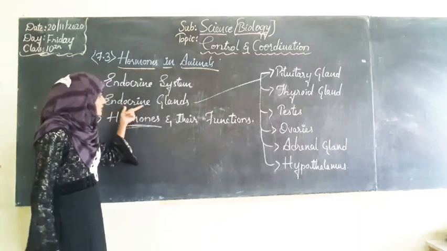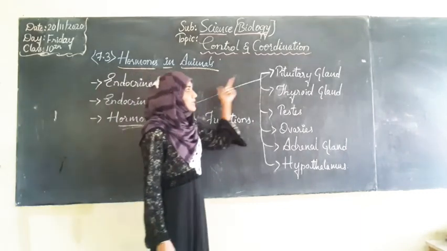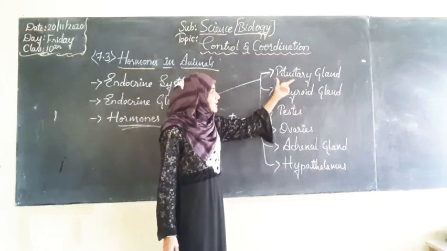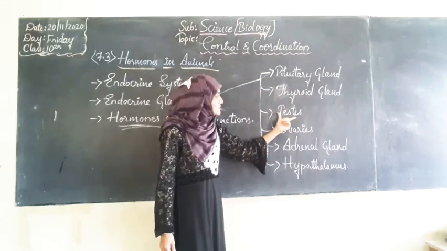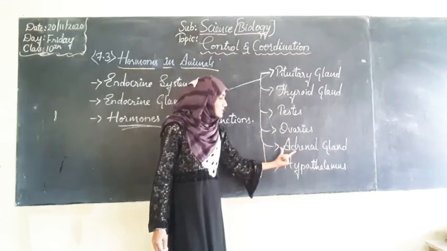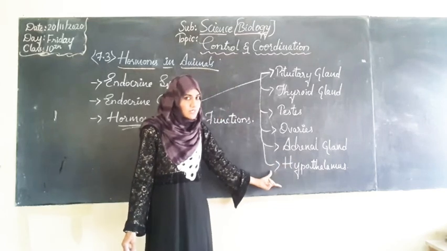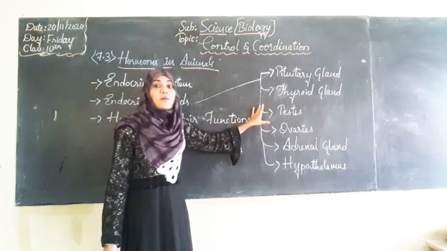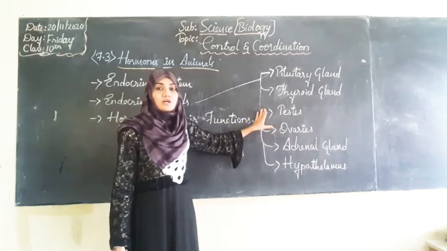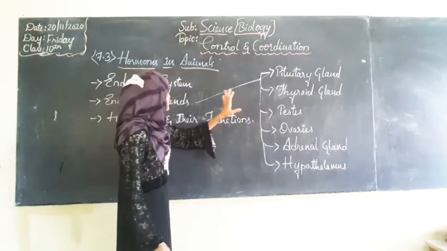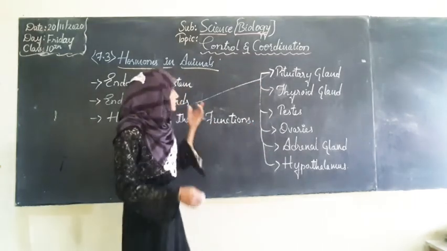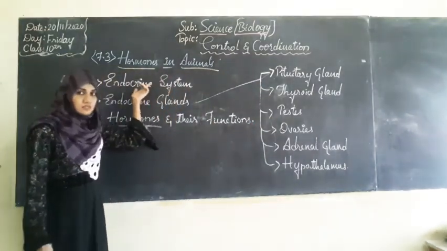So you can have a look here. There are different types of endocrine glands in animals. There is the pituitary gland, thyroid gland, testes, ovaries, adrenal gland and the hypothalamus. So these are the 6 different kinds of glands present inside the body of animals, and together we consider them as the endocrine system.